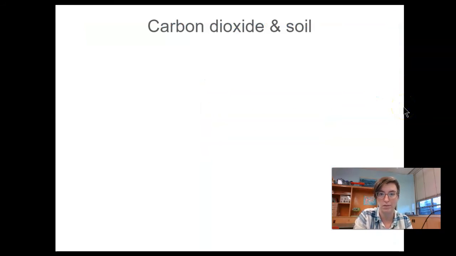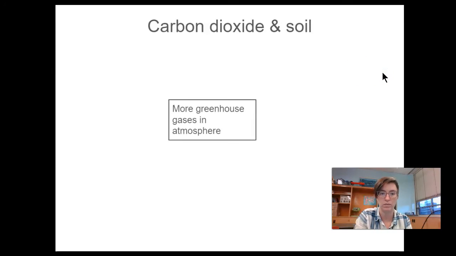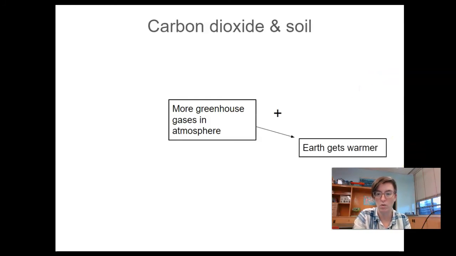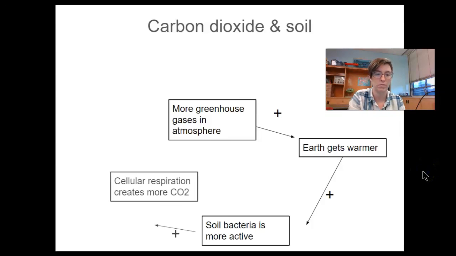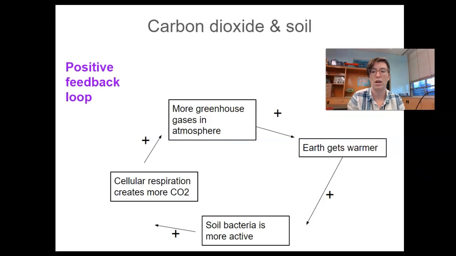So this is important. Let's see if we can put a feedback loop together for carbon dioxide and what's going on here. So we've got more greenhouse gases in the atmosphere, which are warming the Earth. That in turn makes soil bacteria more active, does more cellular respiration, making more carbon dioxide, which is more greenhouse gases in the atmosphere. So this is another positive feedback loop that is making climate change worse. There are some negative feedback loops as well, but these two we've talked about today are pretty significant.